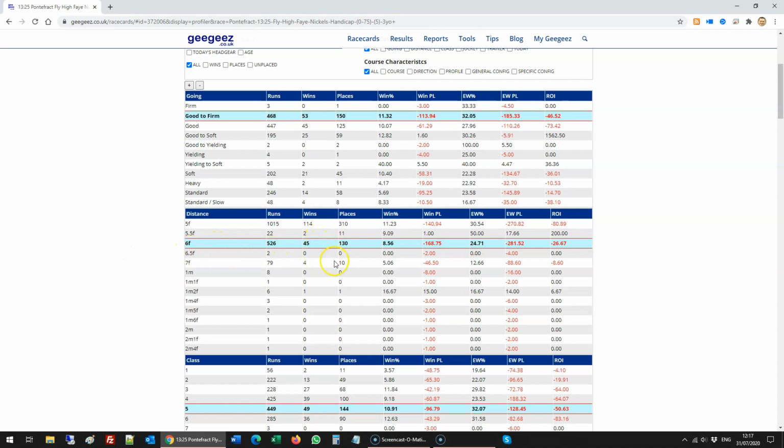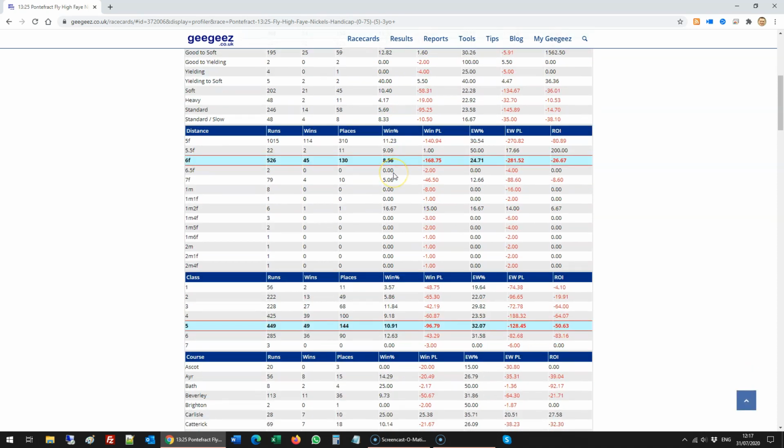You may have known that already, but that's something I didn't know. I knew he was a trainer of sprinters, but I didn't know he was a trainer of 5 furlong horses. And also this turf versus all weather. So you could put a profile together, 5 furlong races on turf, and start to build a profile around that.